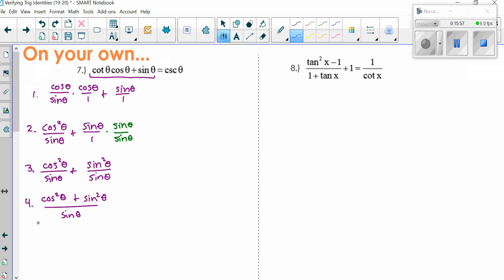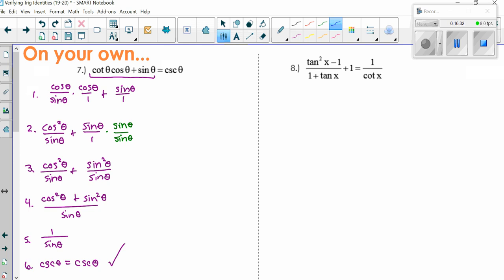My next step, I can change my numerator to 1, that really important identity of cosine squared theta plus sine squared theta over sine theta. And that can be rewritten as cosecant theta, which is what I was trying to prove. So everybody should be ending theirs the same way. And hopefully we had about 6 steps. Again, if you have less than 6 steps, look back, you're probably skipping something that I'd want to see and that you should be writing out.